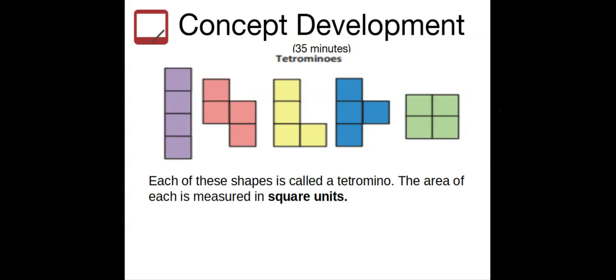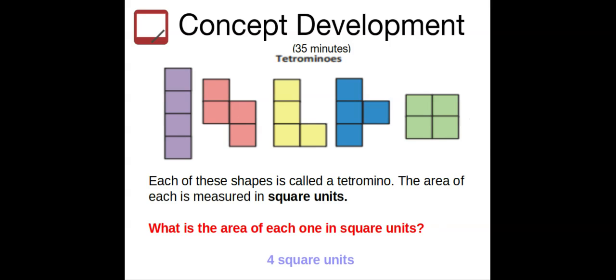So each of these shapes is called a tetromino, or as I like to call them, Tetris pieces, like a game named Tetris from ancient times. The area of each one of these is measured in square units. So what is the area for just one of these 5 shapes in square units? If you said 4, you are correct.